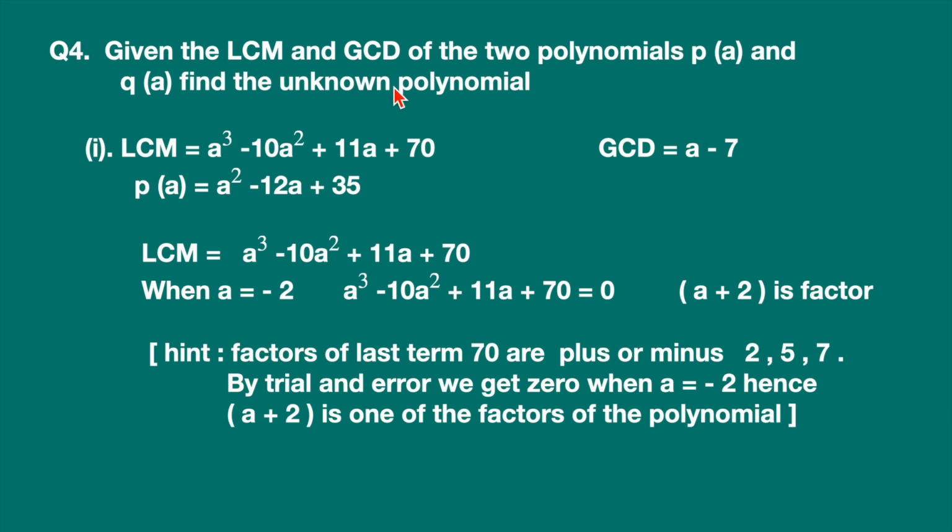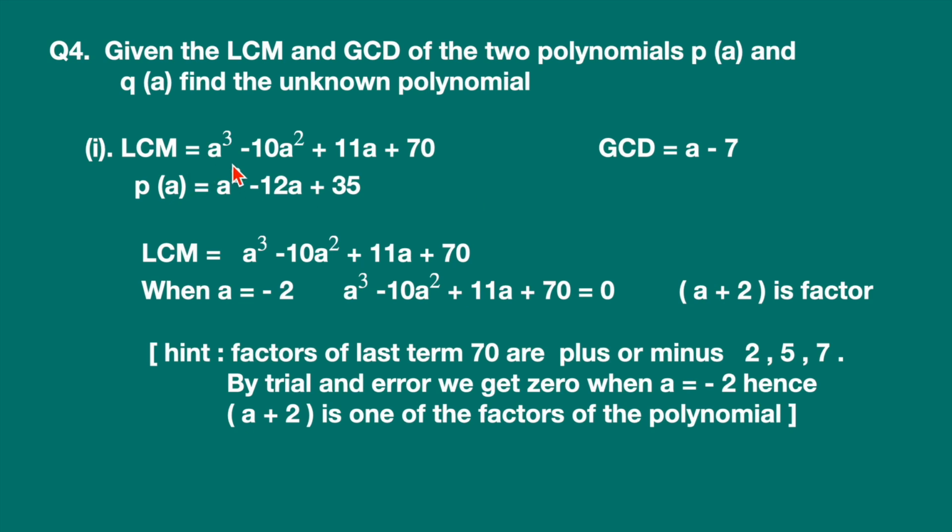Given the LCM and GCD of two polynomials, P(A) and Q(A), find the unknown polynomial. So here they have given us the value of LCM and GCD and one polynomial, and we have to find the value of the other polynomial. So here let's do the sum.